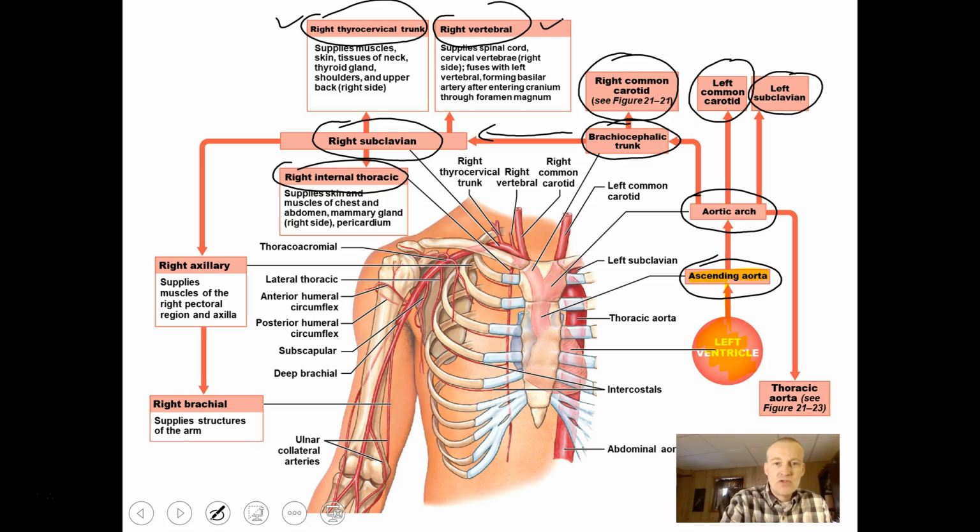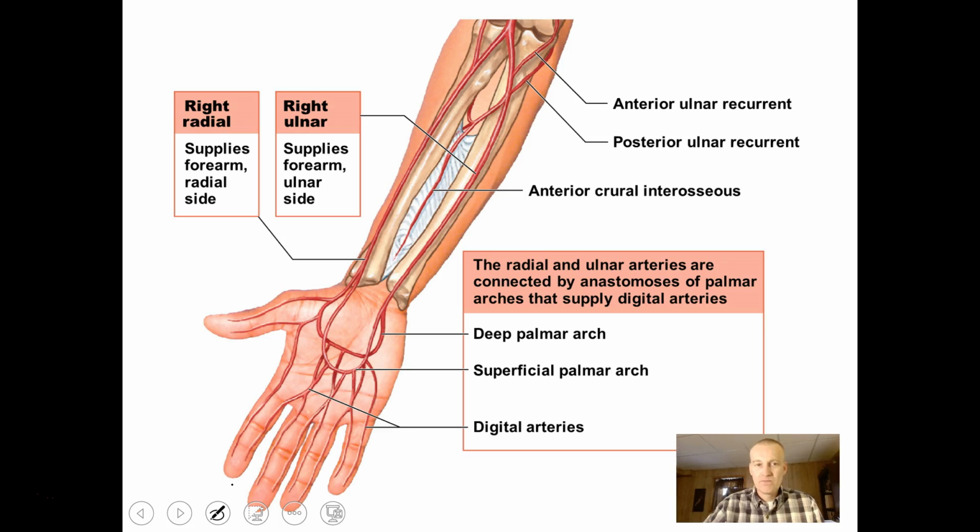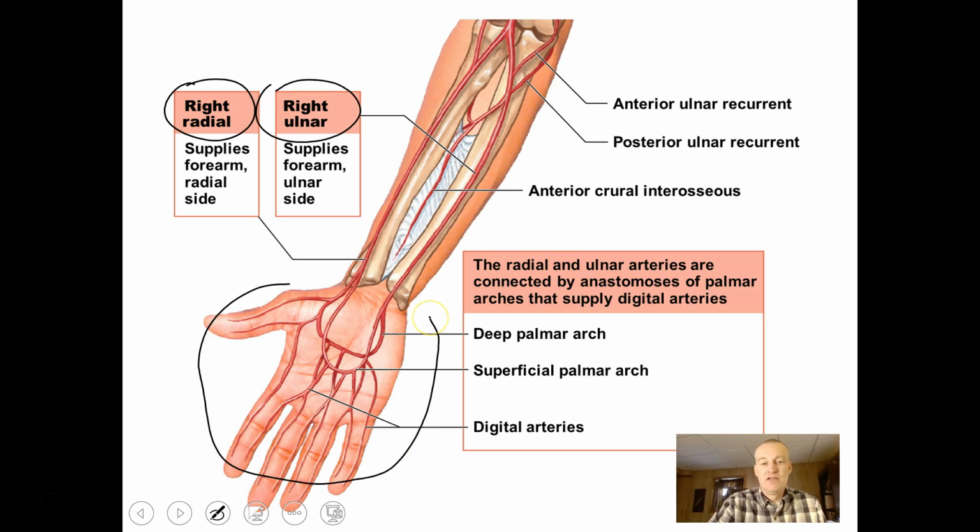So moving on down a little bit further, the right subclavian will become or merge into the right axillary as it goes through the armpit area. The right axillary will merge into the right brachial, and then the right brachial is going to branch. So the right brachial will form the right radial and the right ulnar, and these will basically feed the hand eventually as it goes further down. The radial artery on both sides is a pretty significant artery because it's usually where we check for a pulse.